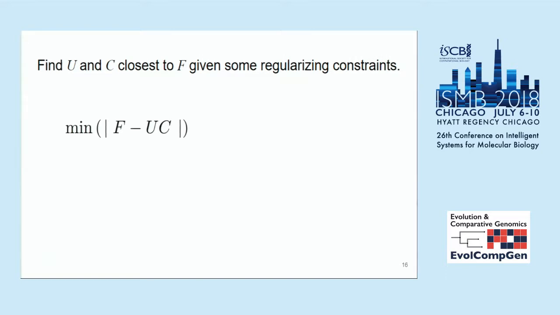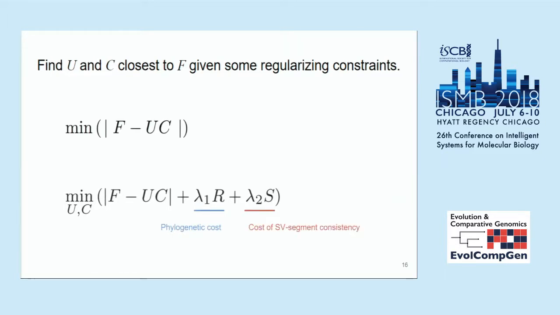types. Also, as you'll see later, we can achieve better results by making some assumptions about the phylogenetic history, as well as some assumptions about the behavior of structural variants. So we add two regularization terms, one that adds a phylogenetic cost, and another that constrains structural variants to remain consistent with their corresponding segments. And I'll get to these terms in a few minutes.